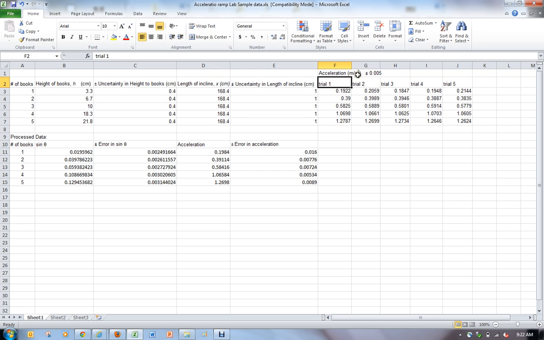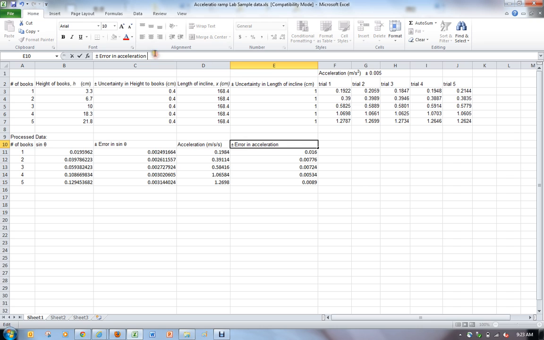Alright, so acceleration in meters per second squared, that's fine. Sine of theta, no units. Actually, that's okay too. That's a rare example where you don't want units. Sine of an angle does not have any units because it's a ratio, right? It's like 5 centimeters over 2 centimeters. And the centimeters cancel out, so there's no units for a ratio like sine of theta. Acceleration, no units. Oftentimes you guys forget, so we will add some in.